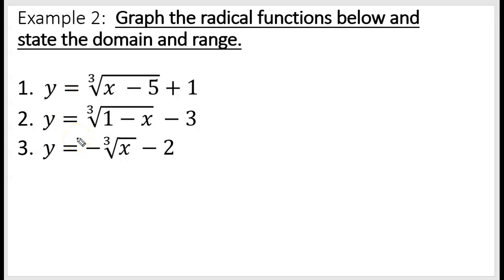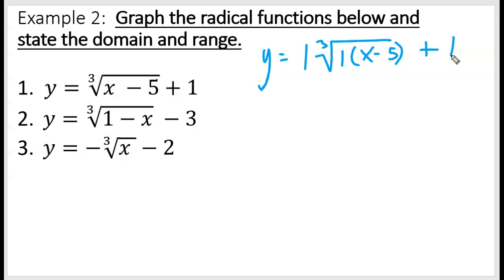So let's go ahead and do number 1. Now on number 1, we are missing some numbers. I'm missing my a, so I'm going to put a 1 there. We're missing my b, so I'm going to put a 1 there. And since it's a positive 1, nothing else really changes there. And now we're ready to graph. My starting point is going to be at positive 5 and 1. Over 5, up 1, there's my starting point.